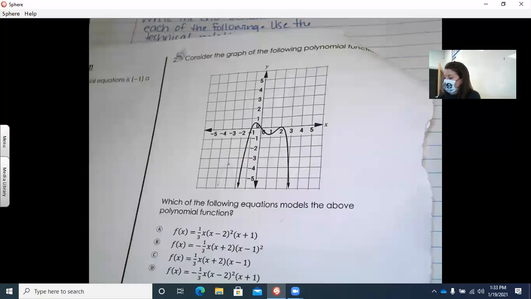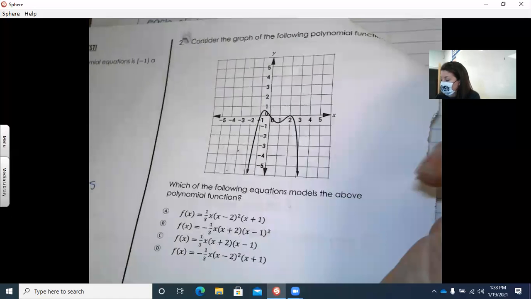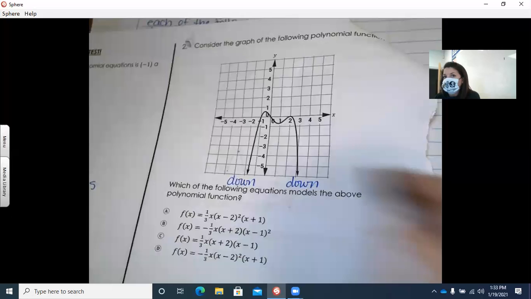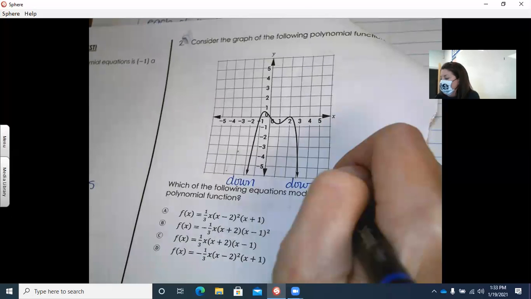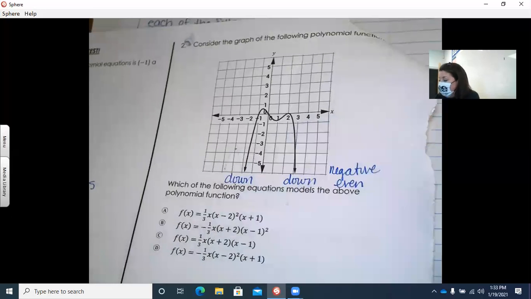What's the end behavior? The left side points down and the right side points down. Okay, so is this going to be an odd or even? Negative even, you said the right thing. We know it's going to be a negative even, right? If you don't know that, it's because you weren't here last class, or you slept last class, or you didn't pay attention last class. So we know that.